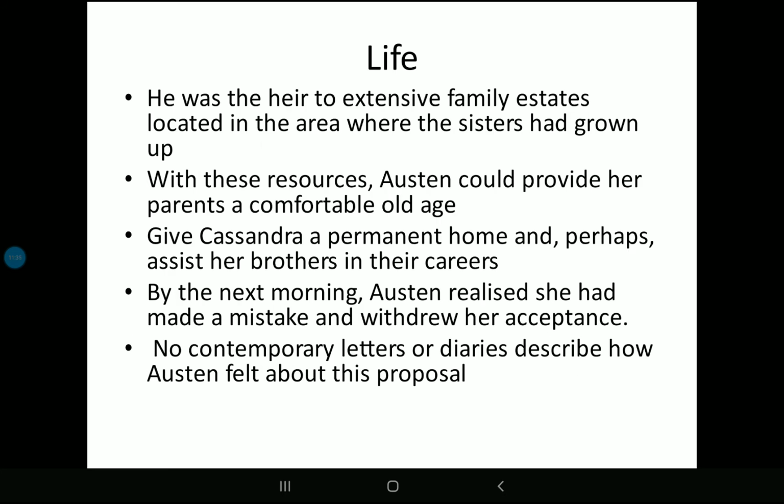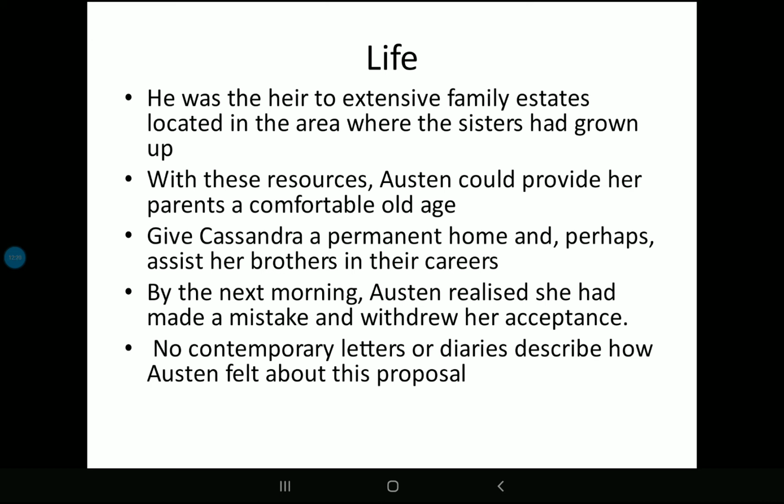He was the heir to extensive family estates located in the area where the sisters had grown up. So Harris Bigg belongs to a family with some wealth. With these resources, Austen could provide her parents a comfortable old age. Yes, the marriage with Harris Bigg offered good fortune. It appears the future looks bright. It could give Cassandra a permanent home and perhaps assist her brothers in their careers. A wealthy husband like Harris Bigg provides so many interesting opportunities to her family, it appears.